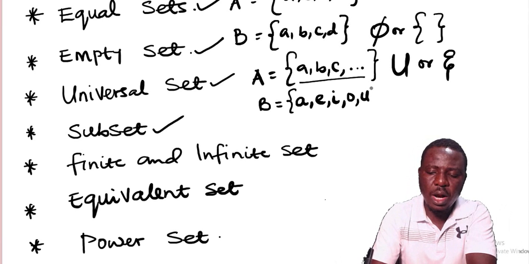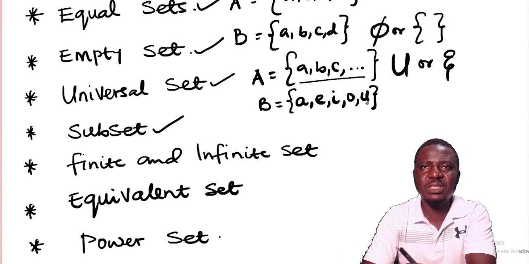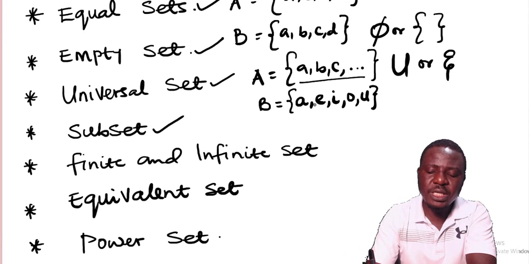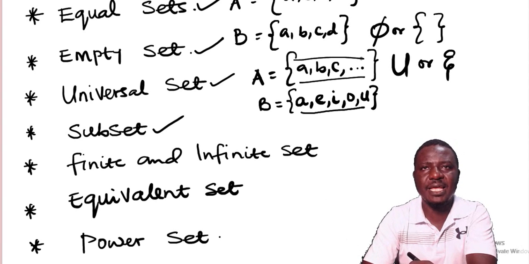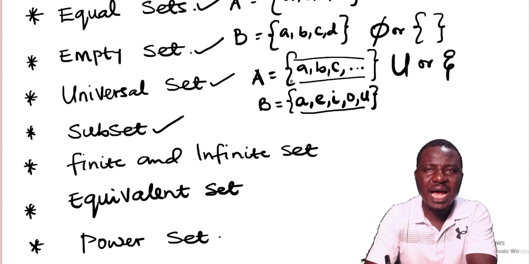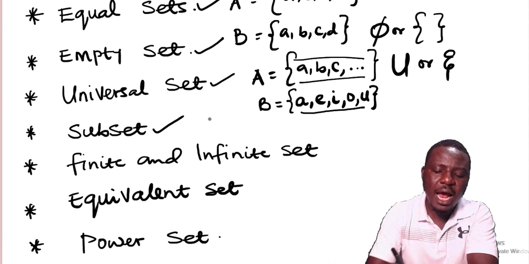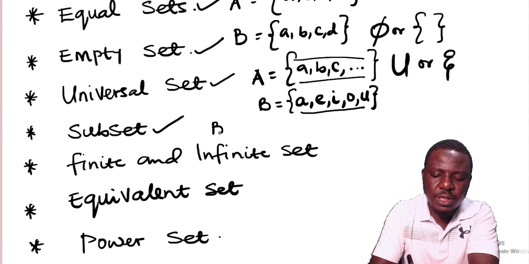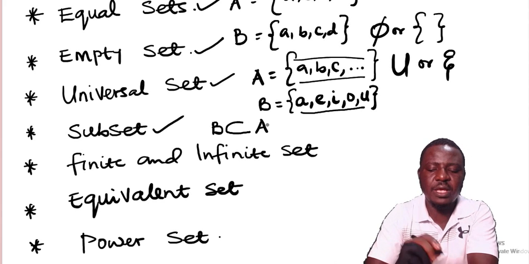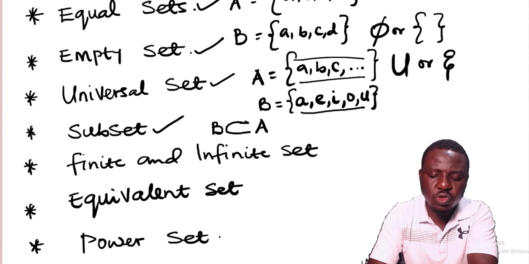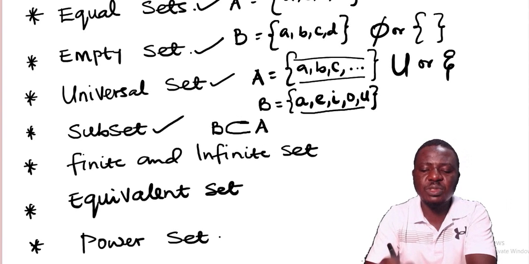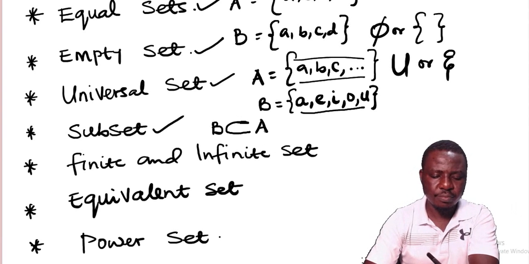the set B is said to be a subset of set A. Why? Because all the elements in B can be found in A. So we refer to B as a subset of A, and it is written as B ⊂ A. So this sign shows you that B is a subset of A.